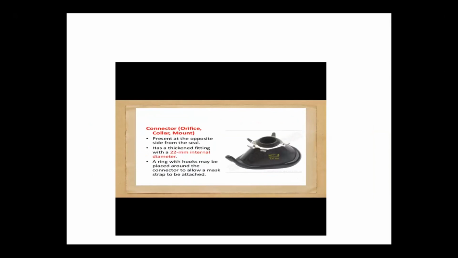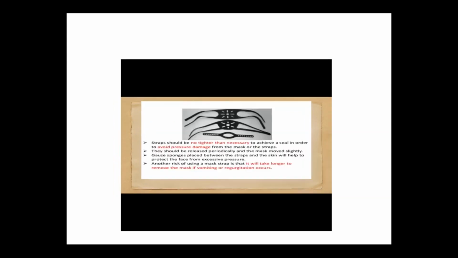Second, why are the hooks there? You can see a ring with hooks. Why is this ring with hooks placed around the connector? So that the mask straps can be attached there. Now, what kind of mask straps? Normally, they are not usually seen nowadays, but yes, for the table viva, it can be important. So these were the mask straps which were used with these hooks to tighten the mask on the face. Now, the problem is that these masks can cause facial injury.